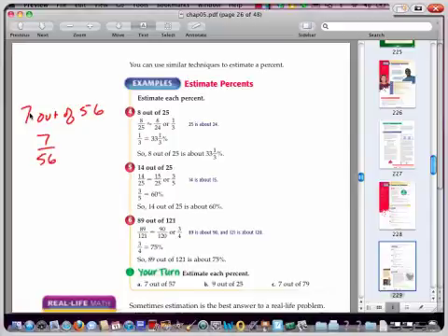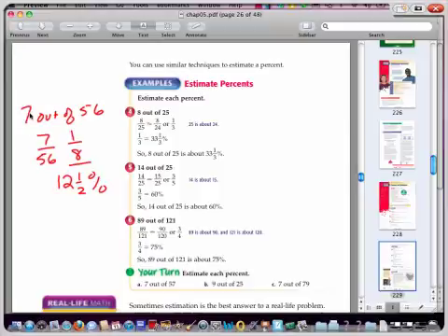And if we know that 8 times 7 is 56, I take 7 out of everything, I'm going to get 1/8. And once again, if you don't remember it, you may want to learn it, but 1/8 is 12.5%.